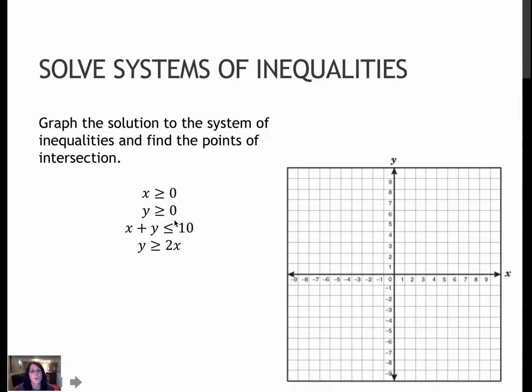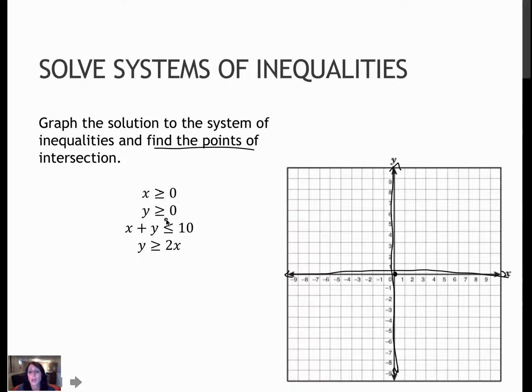Now, here are the same equations I just came up with on the other page. And now I'm going to graph these, and this one we actually will find the points of intersection together. So X is greater than or equal to 0 means that here is where X is 0. Remember, X-axis and X equals. This one's going to be this line. Y is greater than or equal to 0 is this line.